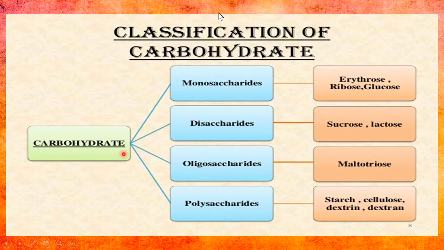Carbohydrates are classified into four groups, that is monosaccharide, disaccharide, oligosaccharide and polysaccharide. What is a monosaccharide? This carbohydrate is made up of a single sugar unit. A disaccharide is made up of two sugar units, an oligosaccharide is made up of 3 to 10 sugar units, and a polysaccharide is made up of more than 10 sugar units.